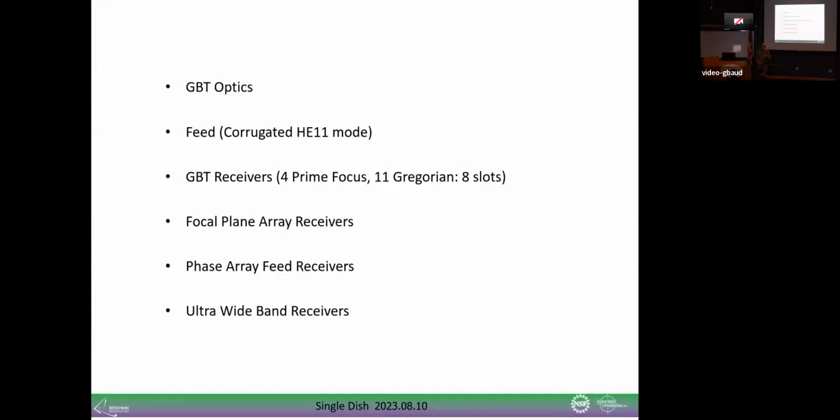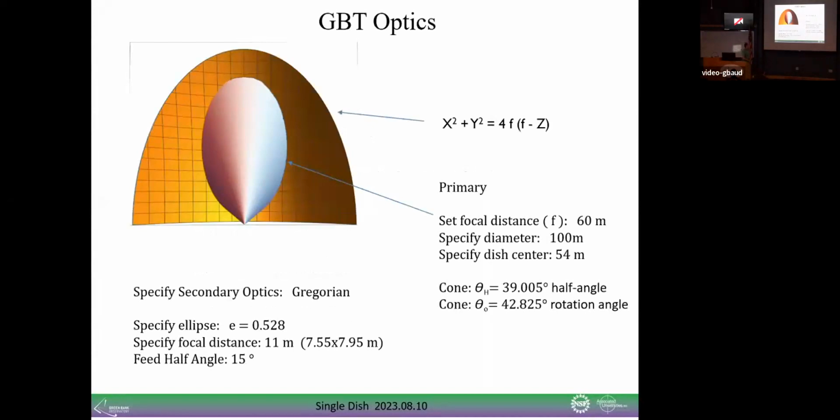And then finally, I'll go over the new technologies that make the observing and mapping more efficient. There are really kind of 3 classes. There's focal plane arrays, then there's phased array feed receivers, and finally ultra wideband that we're developing. I'll go into a little bit of details and challenges of that. So that's kind of what I'll be covering. So let's start off with the GBT optics.